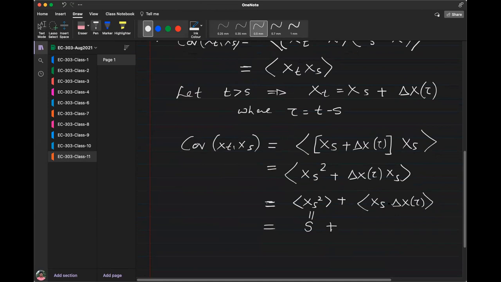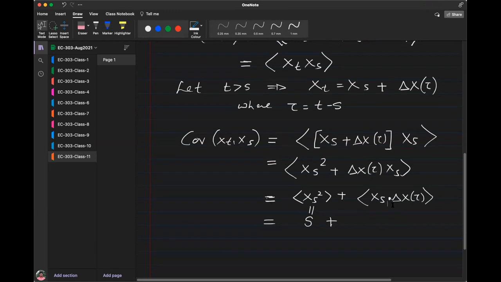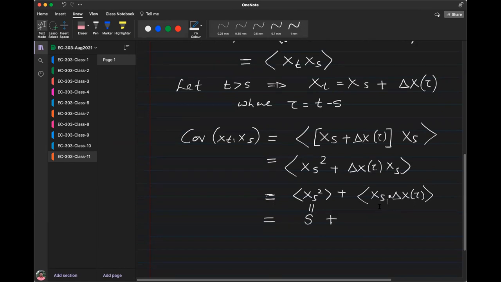Now what about this term? It's a product of, what is xs? Xs is a random variable. Delta x tau is also a random variable. And it's a product of two random variables. Now we have an expectation of a product of two random variables. So now how do we solve this? How do we compute this expectation value?